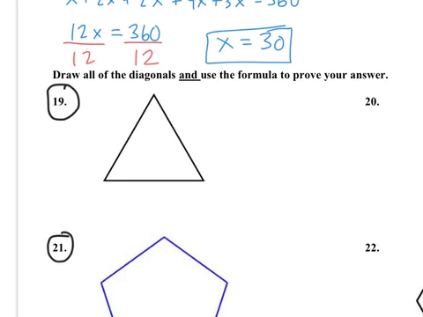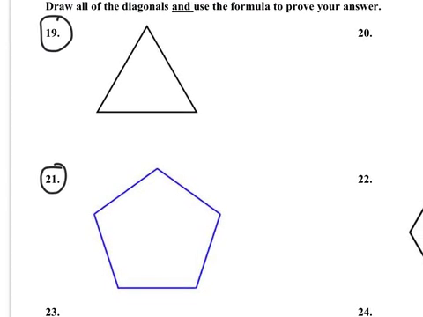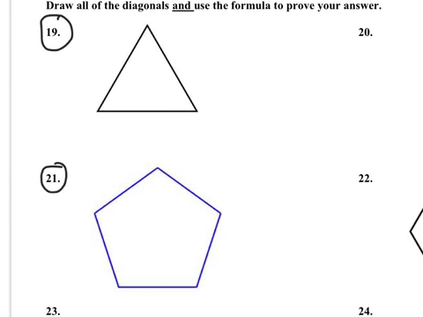All right. Let's do 2 more. First, they want us to draw all the diagonals and use the formula to prove our answer. So if we look at a point in a triangle and we want to draw a diagonal, which cuts from one point to another but is not a side, you can see that we can't do that. If we were to connect 2 angles, it would actually be a side, right? And that's no good. That's not what a diagonal is. So we would say this has 0 diagonals.